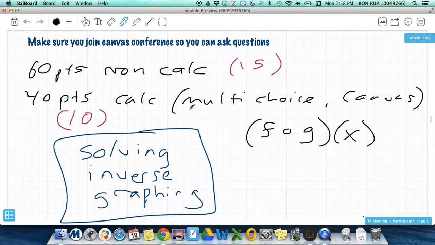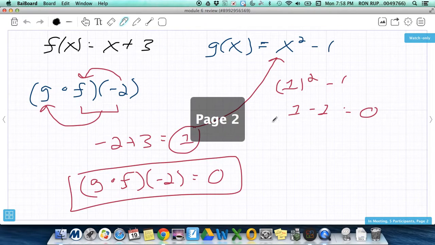You will be expected to do that type of problem. And so let's say f of x is x plus 3, g of x is x squared minus 1, and I want to know g of f of negative 2. What that means is I'm going to take negative 2, plug it in for f, take that answer, plug it into g. So I took negative 2, plugged it in for x up here, negative 2 plus 3 equals 1, took that answer and plugged it into x over here. 1 squared minus 1. 1 minus 1 is 0. So g composed of f of negative 2 equals 0.